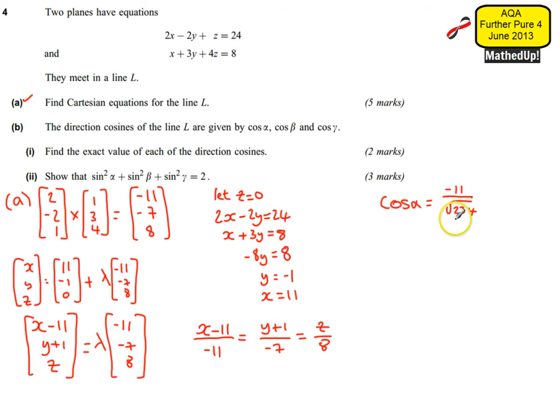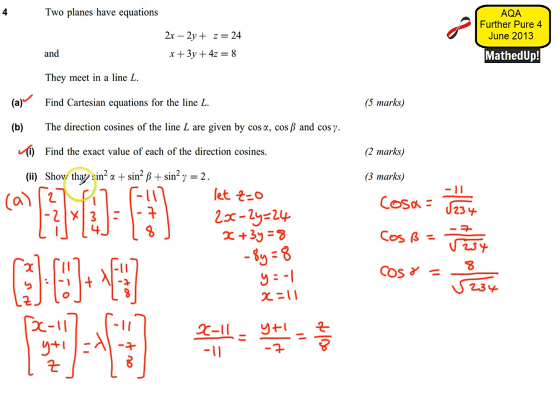So that's going to be the cosine of the angle that this direction will make with the x-axis. For the y-axis, so cos beta is going to be negative 7 over root 234. And finally we'll have cos gamma, which is going to be equal to 8 over root 234, and this is going to be telling me the cosine of the angle that this direction makes with the z-axis. Okay, so that's going to be our direction cosines, the exact value of our direction cosines.